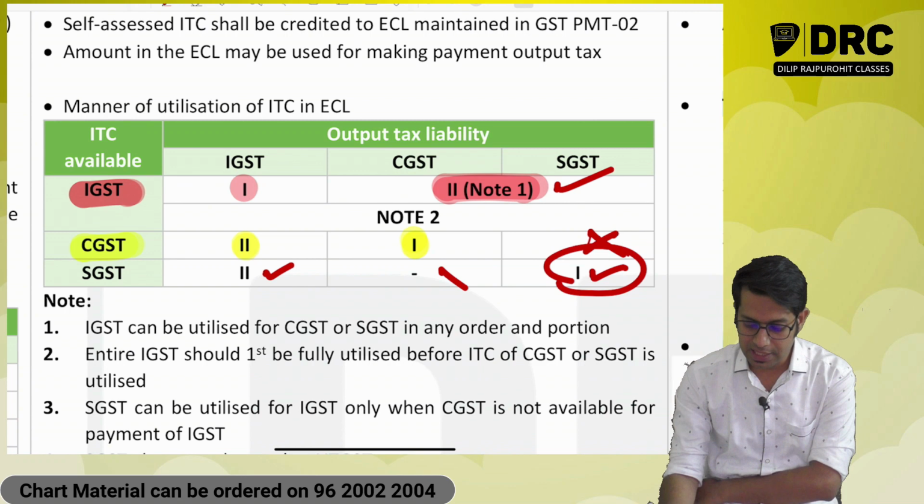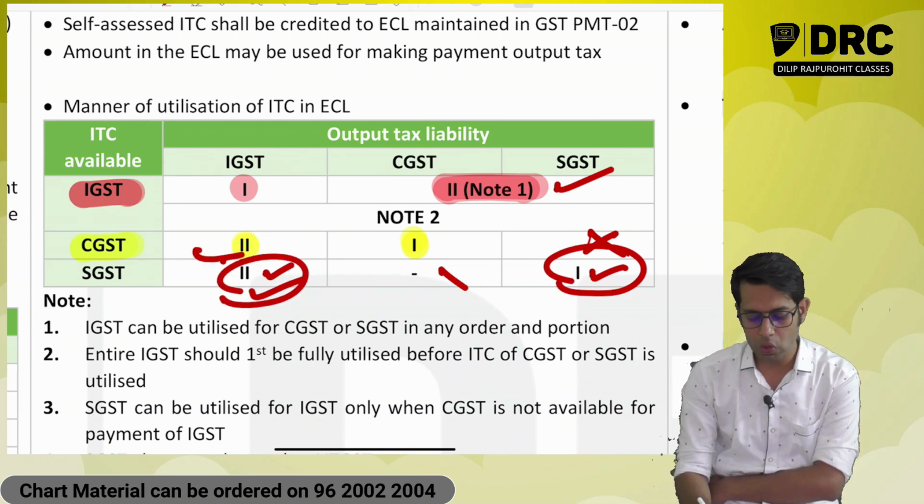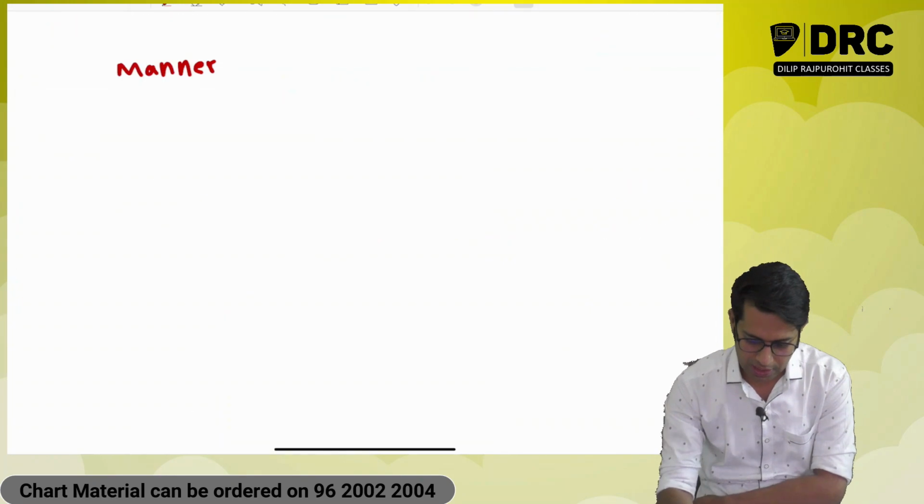And you can use SGST for paying CGST. You can use SGST for paying IGST only if CGST amount is completely utilized. Only if CGST amount is completely utilized.